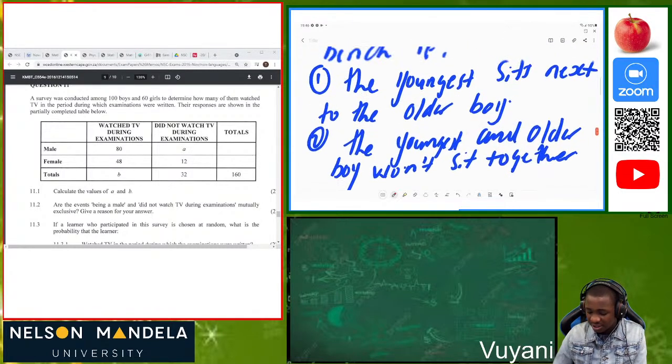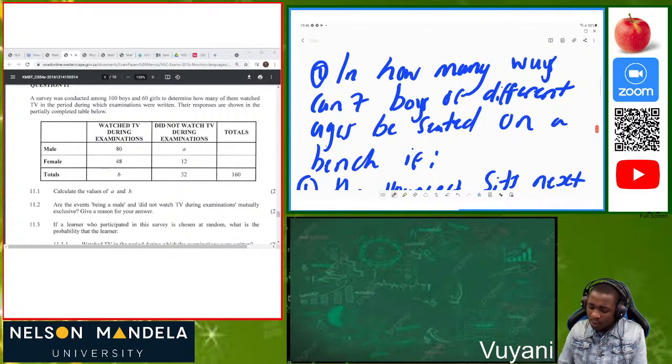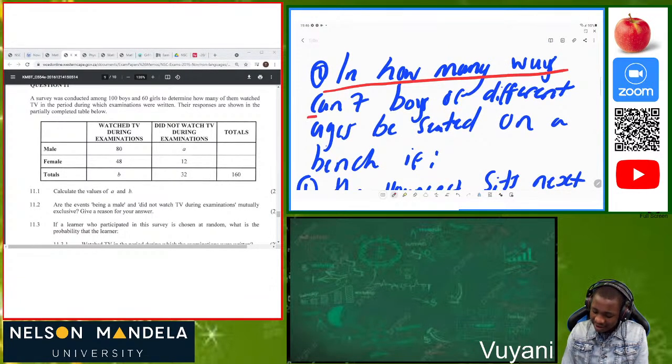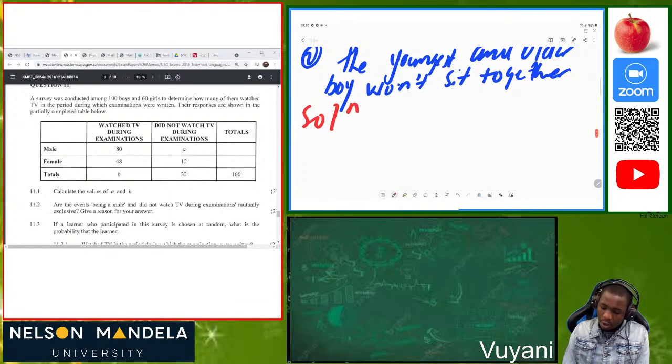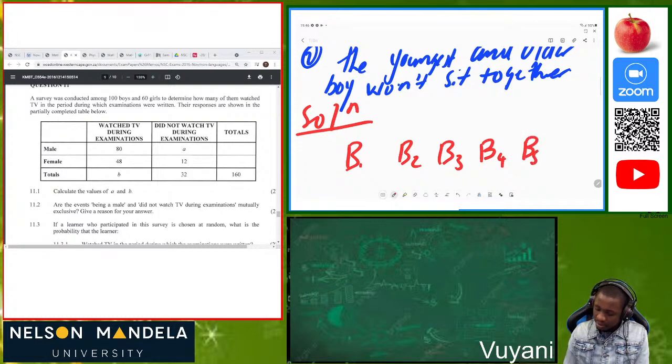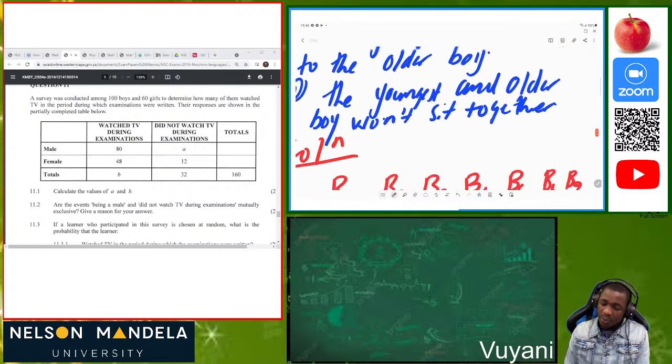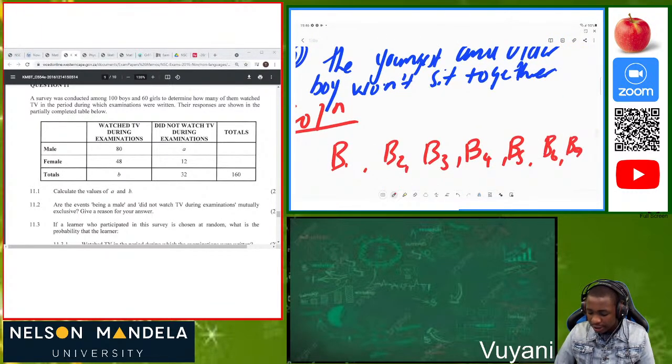I want to read this question again. In how many ways can 7 boys of different ages be seated on a bench? So how many boys do we have? Let's solve it. We have 7 boys: B1, B2, B3, B4, B5, B6, and B7. These are permutations, guys. We have 7 boys who are seated on the bench. 7 boys, in other words, there are 7 places for them to sit on the bench.